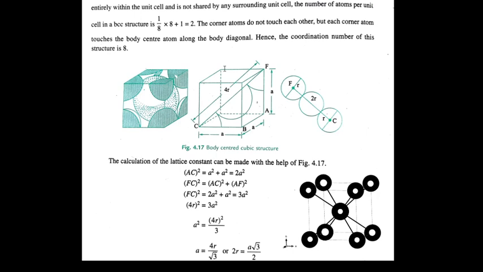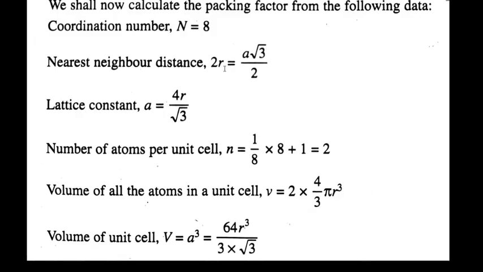If I take twice of r, then twice of r is equal to A root 3 by 2. So they are saying that the nearest neighbor distance, if I consider it as twice of r, would be equivalent in terms of lattice constant to A into root 3 by 2 times. So now lattice constant A is equal to 4r by root 3, which we have calculated.